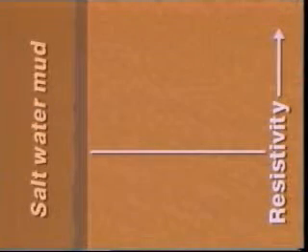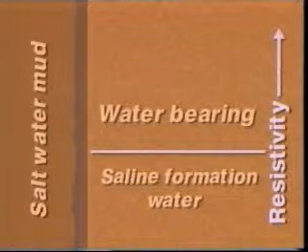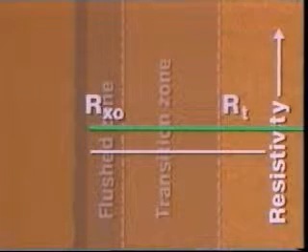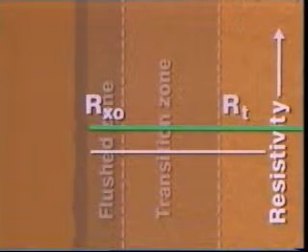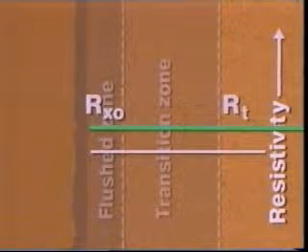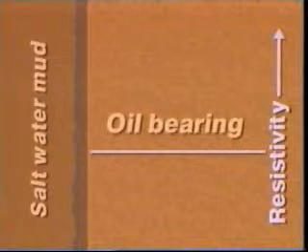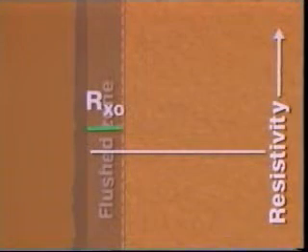The profiles we have just looked at assume freshwater mud. In the case of saltwater mud and a water-bearing bed with saline formation water, there is no appreciable difference in resistivities from the flushed zone, R sub xo, to the uninvaded zone, R sub t. This is because the resistivity of the mud filtrate is approximately equal to the resistivity of the formation water. In the case of a saltwater mud and an oil-bearing formation, the resistivity of the flushed zone is low because of saline mud filtrate.